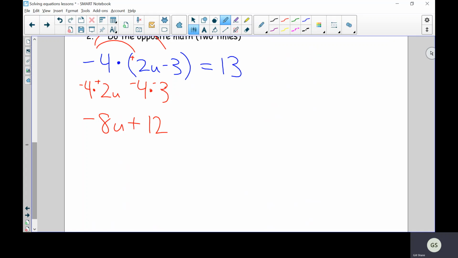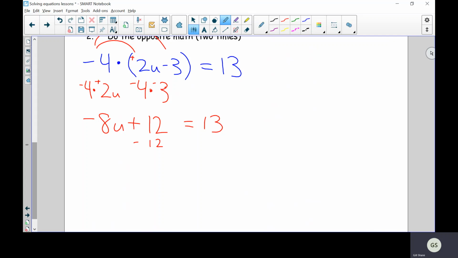Now I'm going to bring down the equals 13 because I haven't done anything on the right side. Now you have a 2-step equation. I'm just going to solve this quickly. If you want to try to do it on your own from here, probably not bad to practice it. You can then look up and see if you got the right answer.